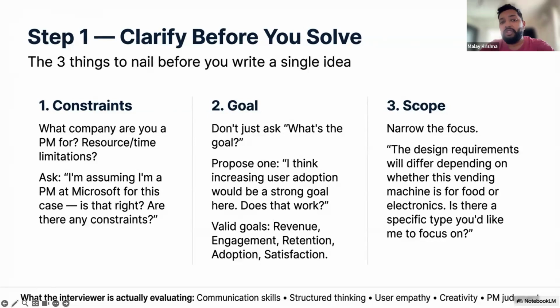Third, narrow the focus. A vending machine for food is very different from electronics, so ask what the use case is. A Gmail improvement on mobile is going to be very different from a Gmail improvement on desktop. A Salesforce improvement for an enterprise sales team is going to be very different compared to Salesforce being implemented for solo consultants. So narrow it down as much as possible. The requirements will differ based on the kind of product and the kind of user tier given to you. That's why you should ask these questions right at the beginning, and that will give you a clear picture. Don't spend more than 60 to 90 seconds on this and move on.